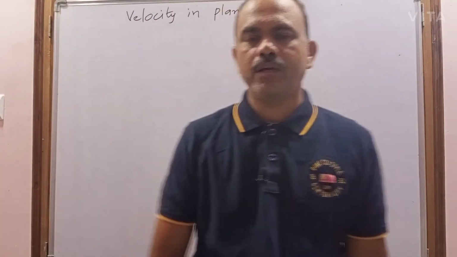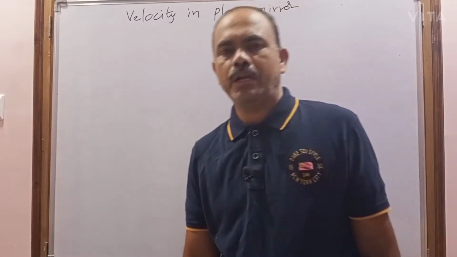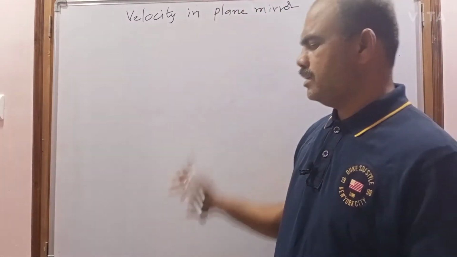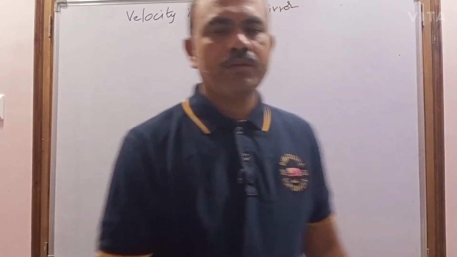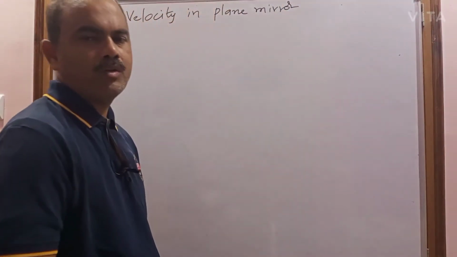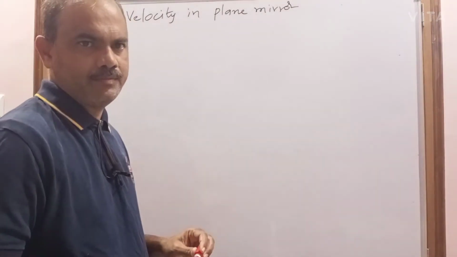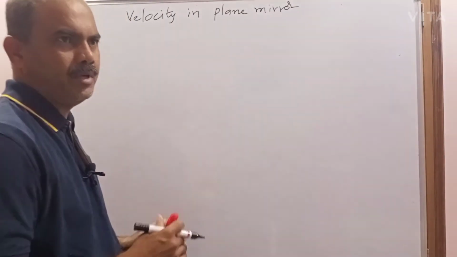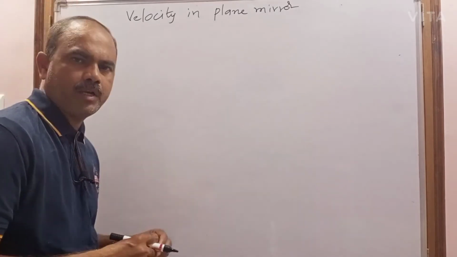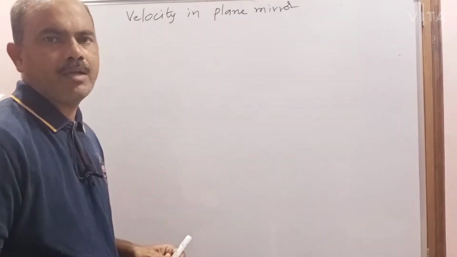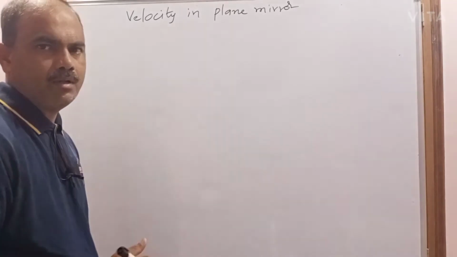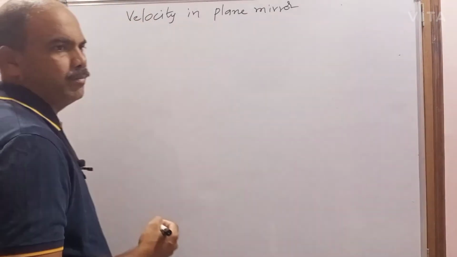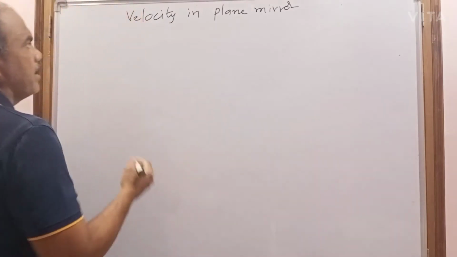Hello children and viewers. Under ray optics, today I am going to explain about velocity in a plane mirror. Generally when the object is moving towards the mirror, it can move two ways. Sometimes it can move perpendicular to the mirror, and sometimes it can move parallel to the mirror. First of all I am going to explain when the object moves perpendicular to the mirror.